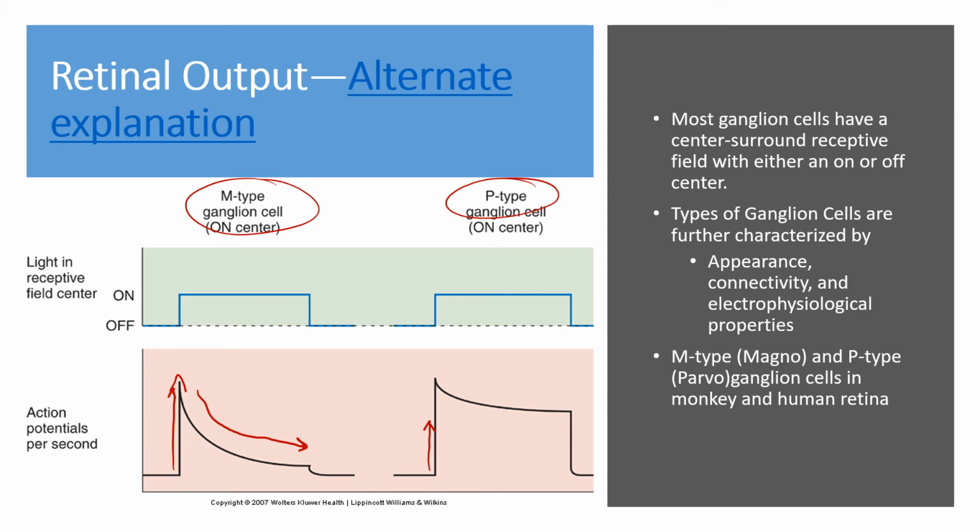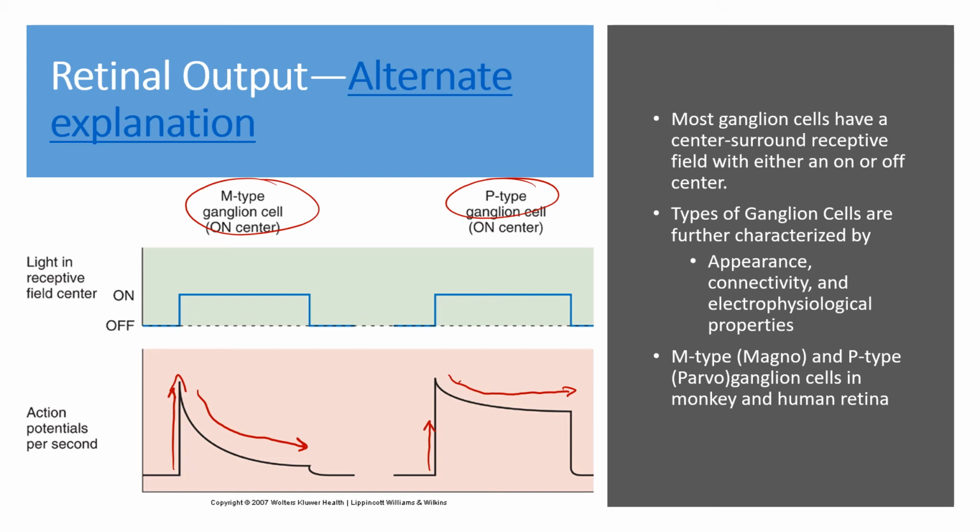And you see there's a slight adaptation, but it's slow. And it actually keeps firing action potentials even while that light is staying on. So these are two of the major types of ganglion cells.